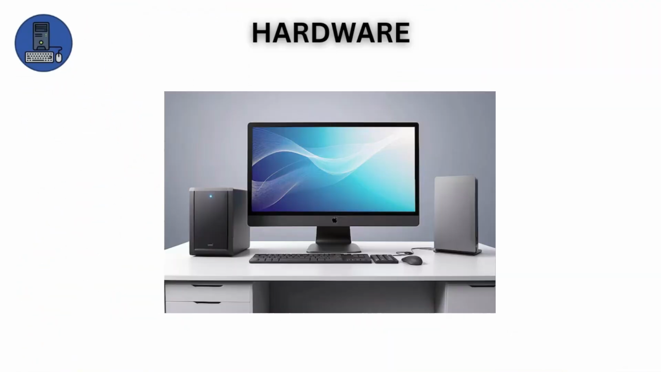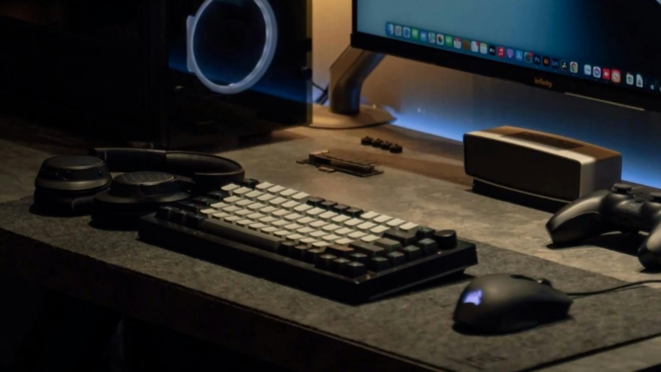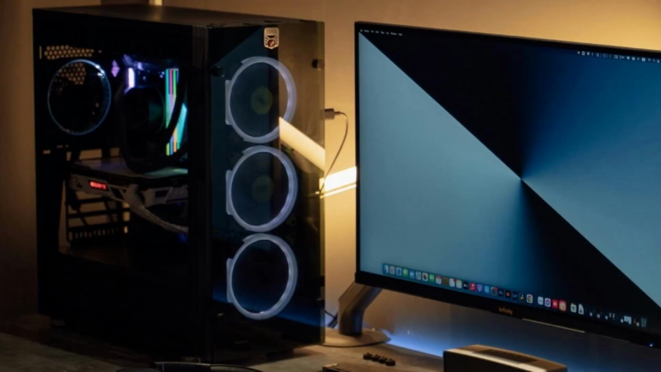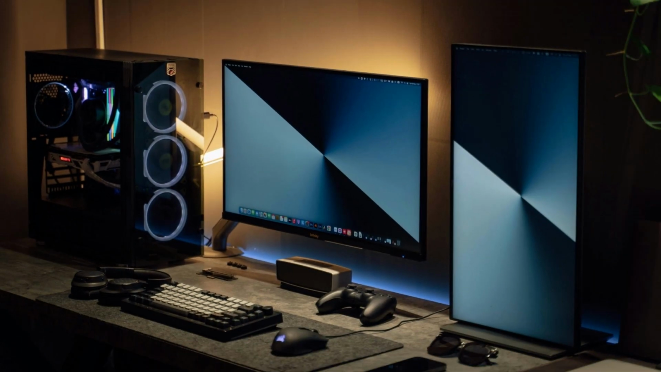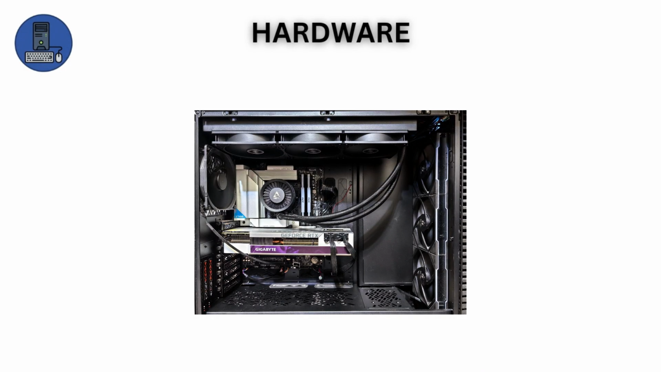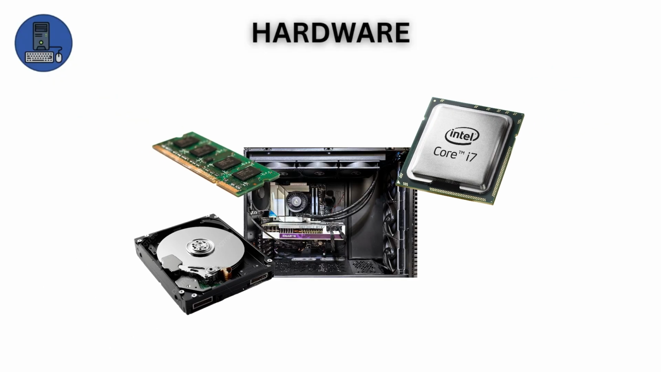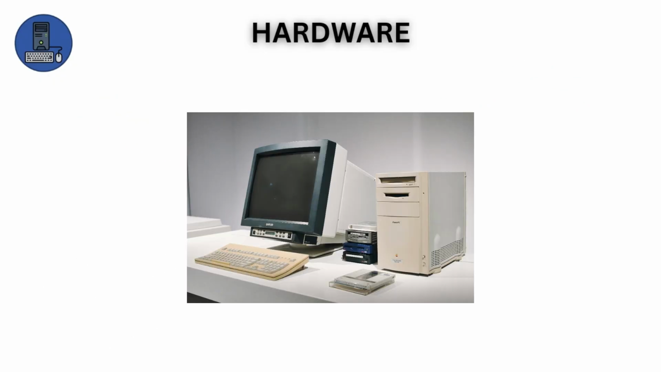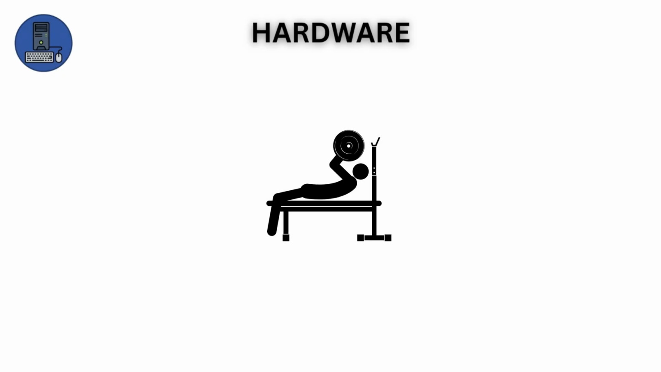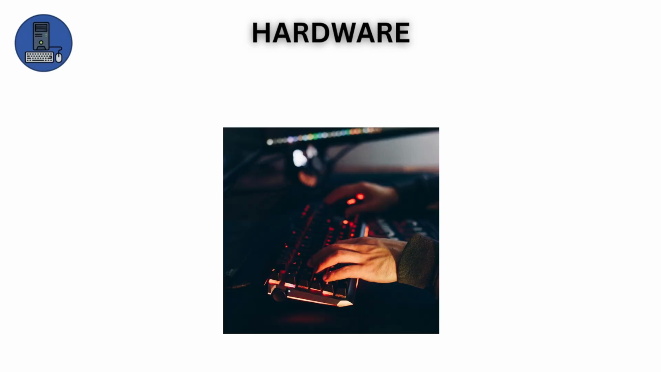Hardware refers to the physical parts of a computer that you can touch. If you look at your computer setup, the keyboard, mouse, monitor, and system unit are all examples of hardware. Even the tiny components inside the computer, such as the CPU, RAM, and storage devices, are hardware. Think of hardware as the body of a computer. Just as your body helps you move and perform tasks, hardware allows a computer to function.